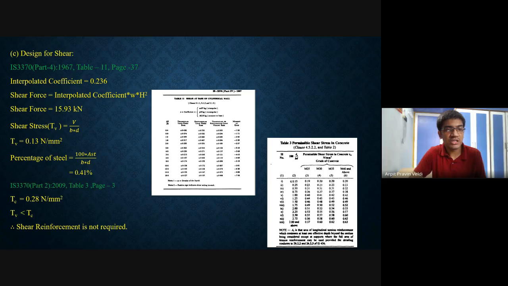Then we go for percentage of steel. 100 Ast by bd, we get 0.41%. By interpolating the value from IS 3370 part 2, table number 3, we get the value of tau C. We get 0.28 Newton per mm square. Since tau V is less than tau C, shear reinforcement is not required. Hence design is safe. Here our problem ends.